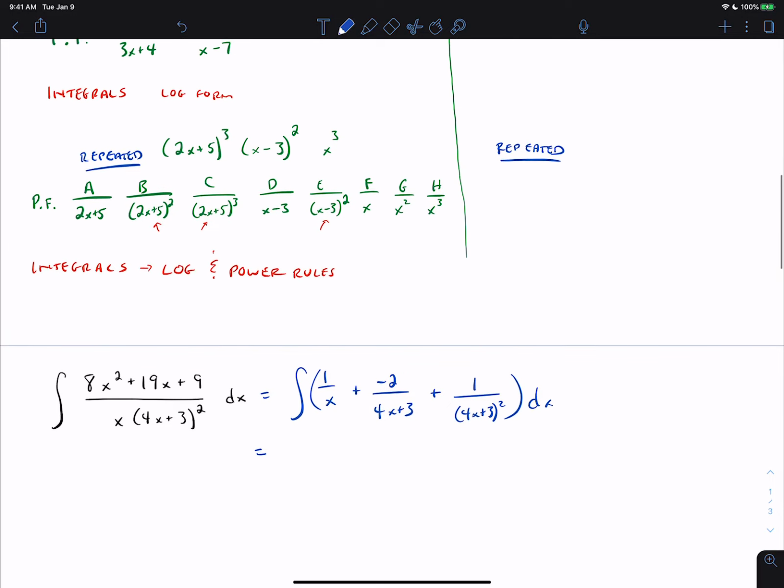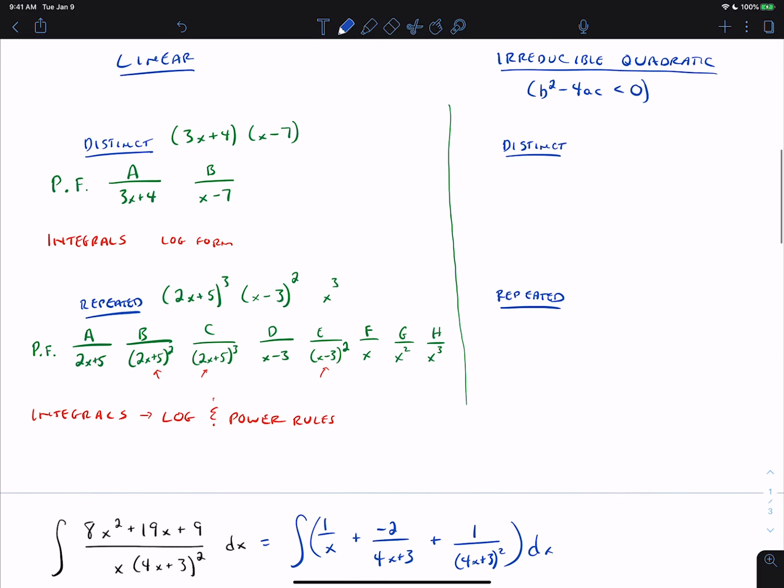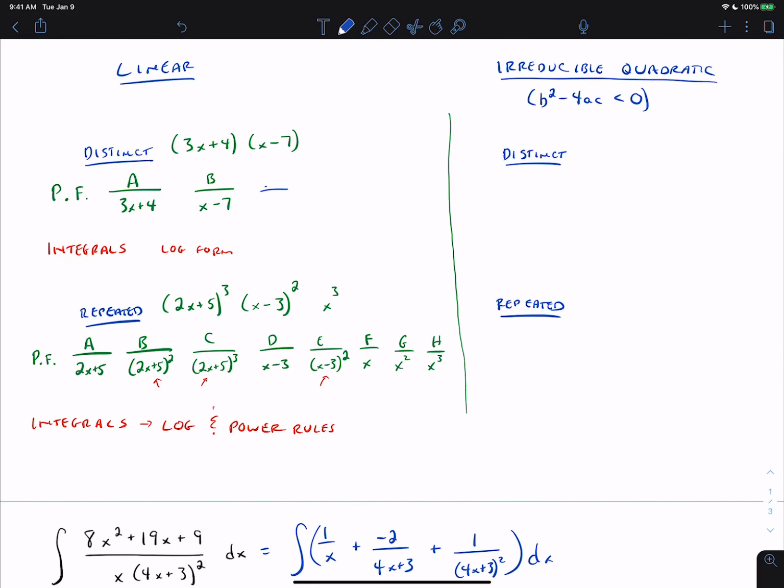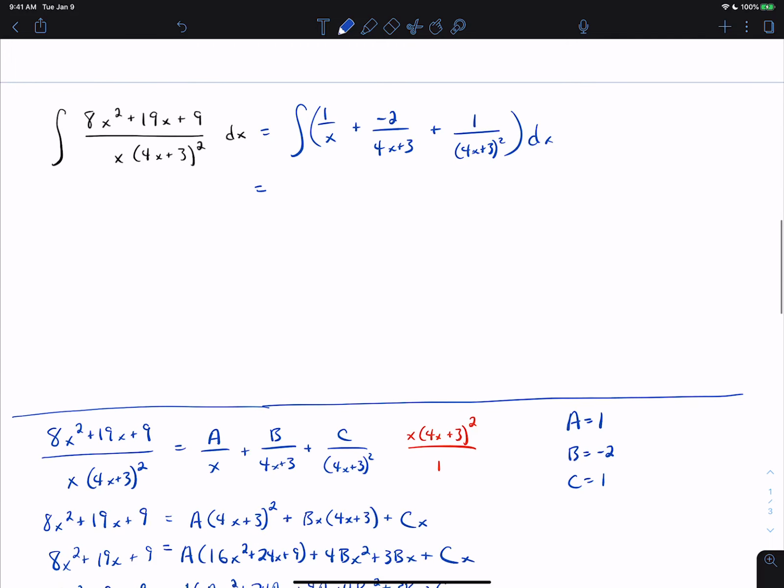If we go back up and look at what I've written up here, the partial fractions decomposition part, what I mean is how I did this decomposition to begin with. I used a linear one for x, so it's a distinct linear factor. And then for 4x plus 3 squared, it's a repeated linear factor. So each power got its own fraction, everything from 2 down to 1.